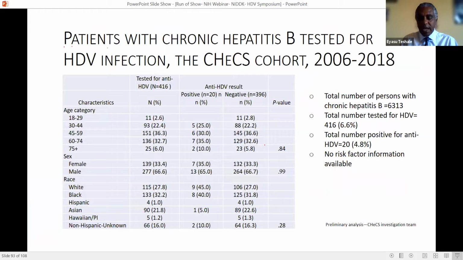We used data from a large cohort of patients with chronic hepatitis B to determine the proportion tested for HDV. Of 6,300 chronic hepatitis B patients, only 6.6% had an HDV test, and of these, only 4.8% had a positive result. Next slide, please.